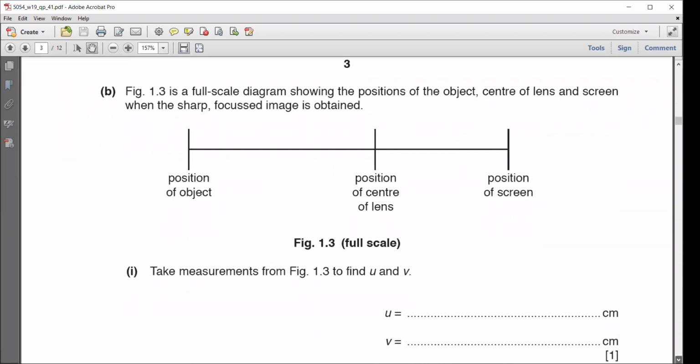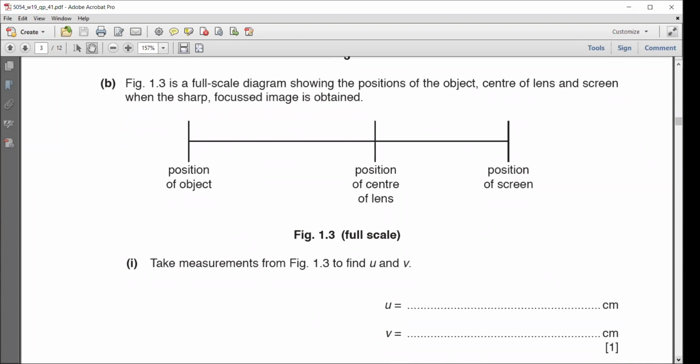Okay, part B. Ziba, you read. Figure 1.3 is a full-scale diagram showing the positions of the object, center of lens, and screen when the sharp focused image is obtained. Number 1, take measurements from figure 1.3 to find u and v. Yes, so which one is u and which one is v? Can you please tell me, anyone? The first one is u, the second one is v. Why?